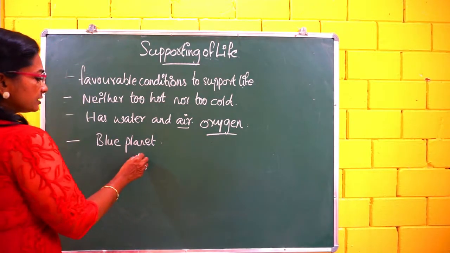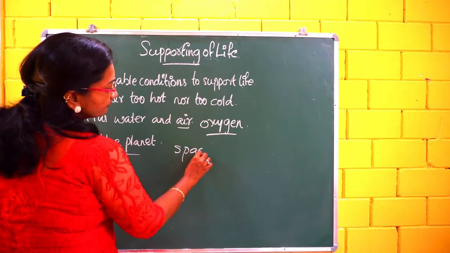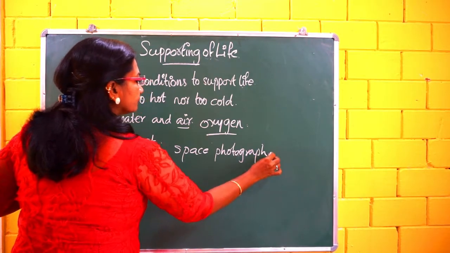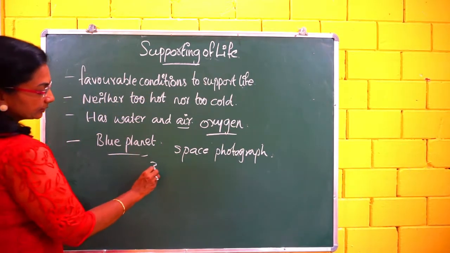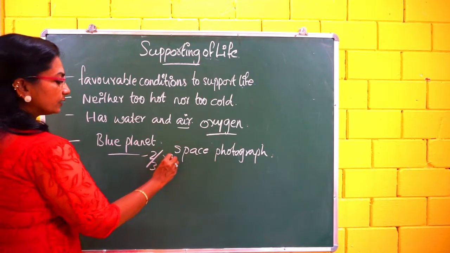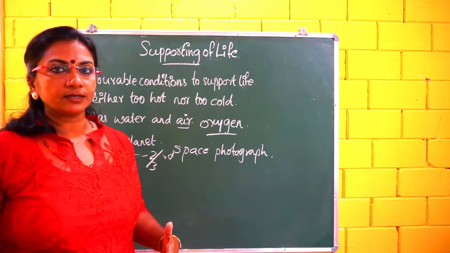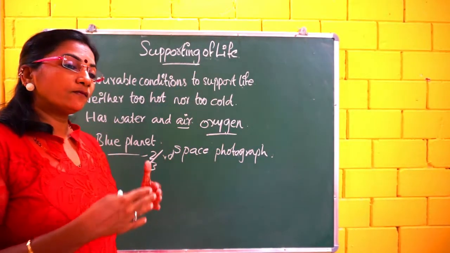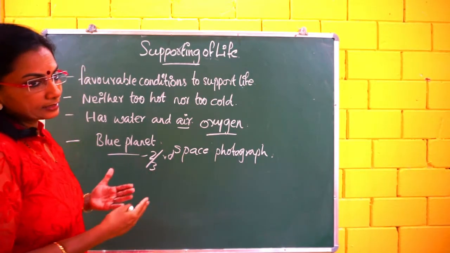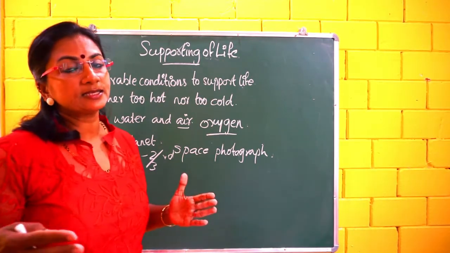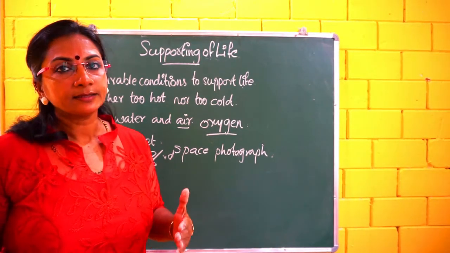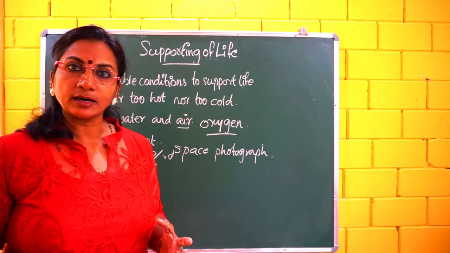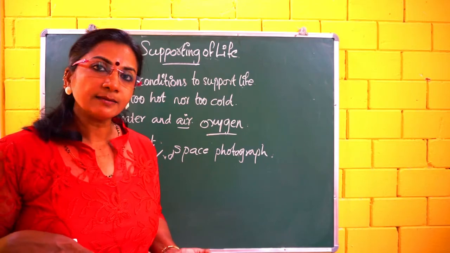Next, space photographs. Space photographs show the earth in blue color. Why? Because 2/3 of our earth's surface is covered with water, and the color of the water seems blue in the photograph. Got it? That is why photographs from space show the earth in blue color, and we call the earth a blue planet also.